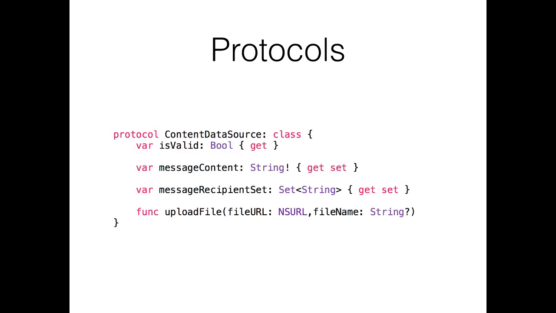And this is a nice example. So imagine that you have a text box and you have 3 classes that want to interact with that text box. The text box might say, okay, if you want to deal with me, you just need to implement content data source. So I need to know when you are valid, when you have message content, and when you have recipients, and if you can upload files. The classes that stick to these rules don't need to be inherited between them.